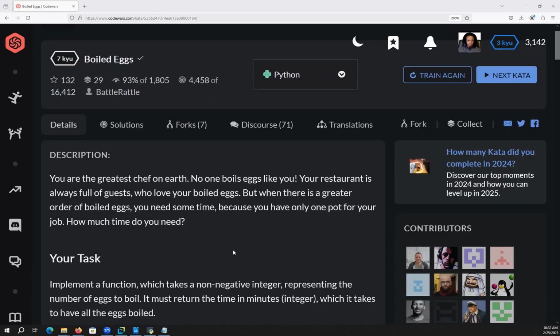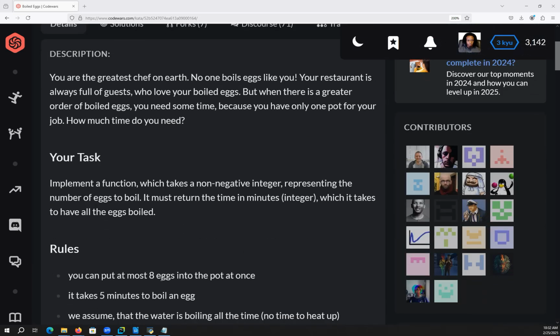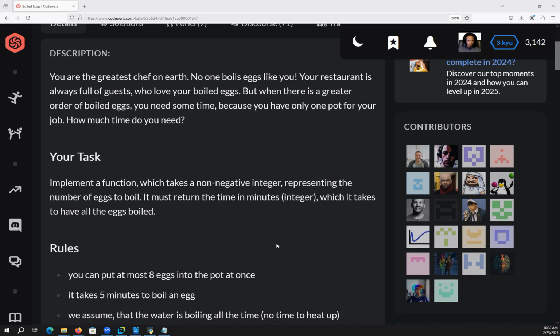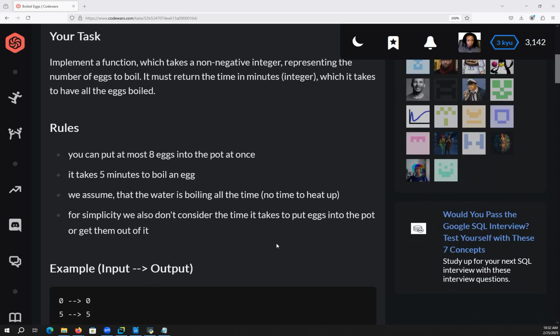Let's scroll down. Your task is to implement a function which takes a non-negative integer representing the number of eggs to boil. You must return the time in minutes which it takes to have all the eggs boiled. So you're going to be given a number of eggs and return the time. Here are the rules. This is really a development of an algorithm. That's what this is going to entail, like a lot of coding, right?